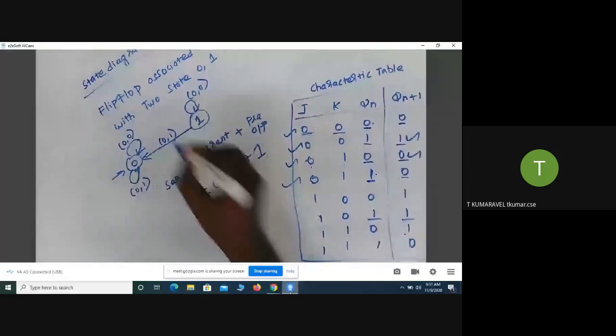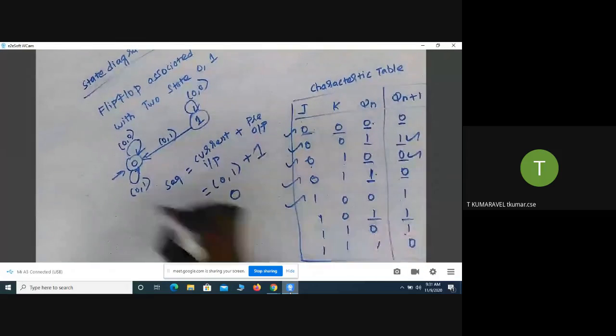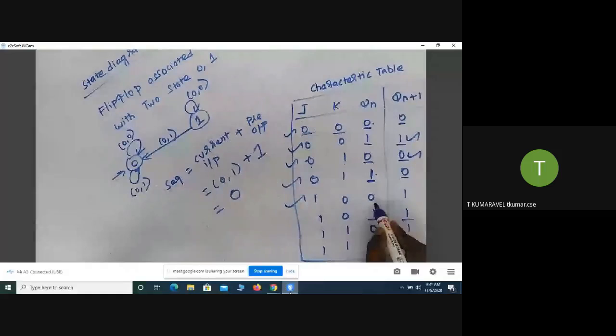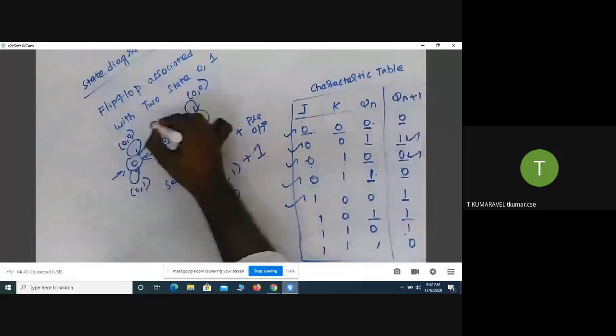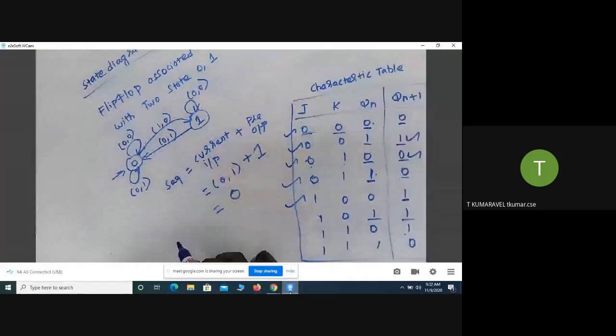What about the next state? I'm in the 0 state, and I take input 1 0. What is the final output? The 1 state. So you draw the line from 0 to 1, with input combination 1 0. What about the next input combination?